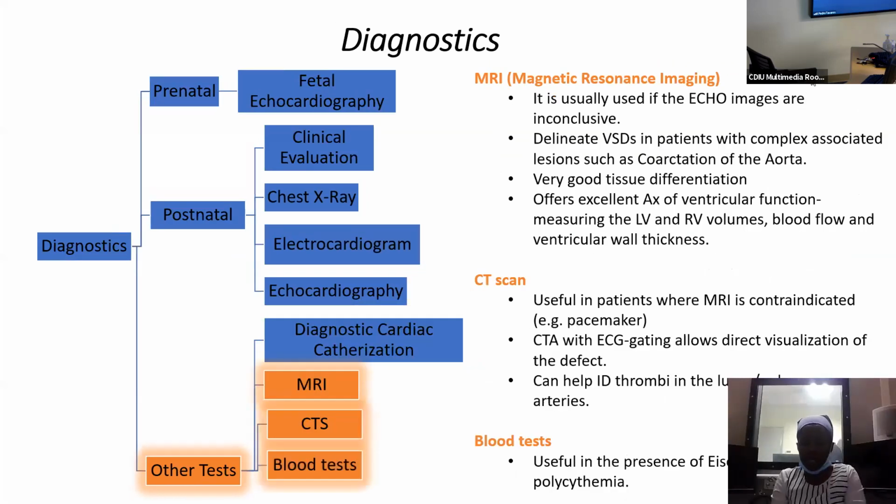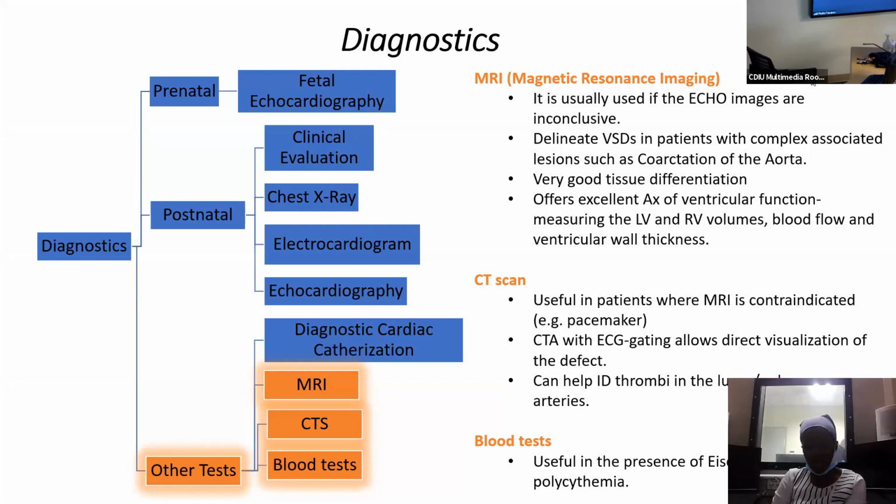An MRI, or magnetic resonance imaging, is usually used if the echo images are inconclusive. It helps to delineate the VSD in patients with complex associated lesions such as coarctation of the aorta. It has very good tissue differentiation, so it shows you nicer images, and it offers excellent assessment of ventricular function, measuring the left ventricle and the right ventricular volumes, blood flow, and ventricular wall thickness.